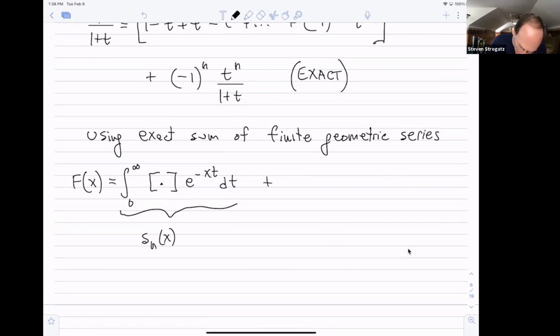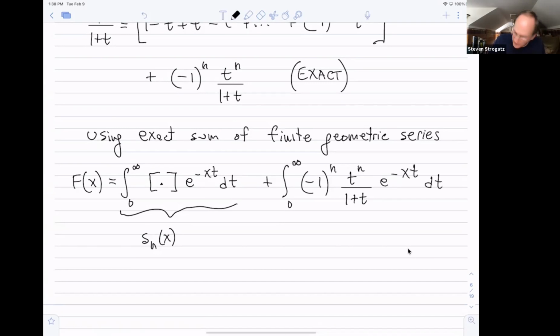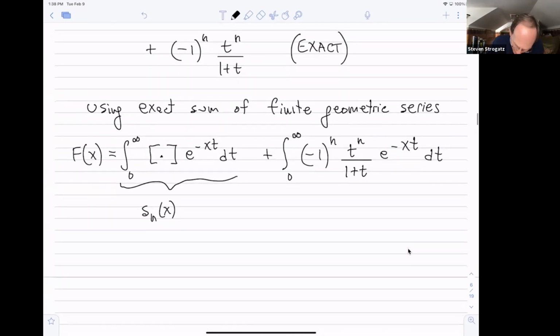When I integrate all those terms in the finite part of the series. But then the interesting part is this next part, integral from 0 to infinity of this additional term, minus 1 to the n, t to the n, all over 1 plus t dt. Oh, sorry, and I have to say times e to the minus xt dt. There. That looks good. And so that stuff is by definition the remainder.